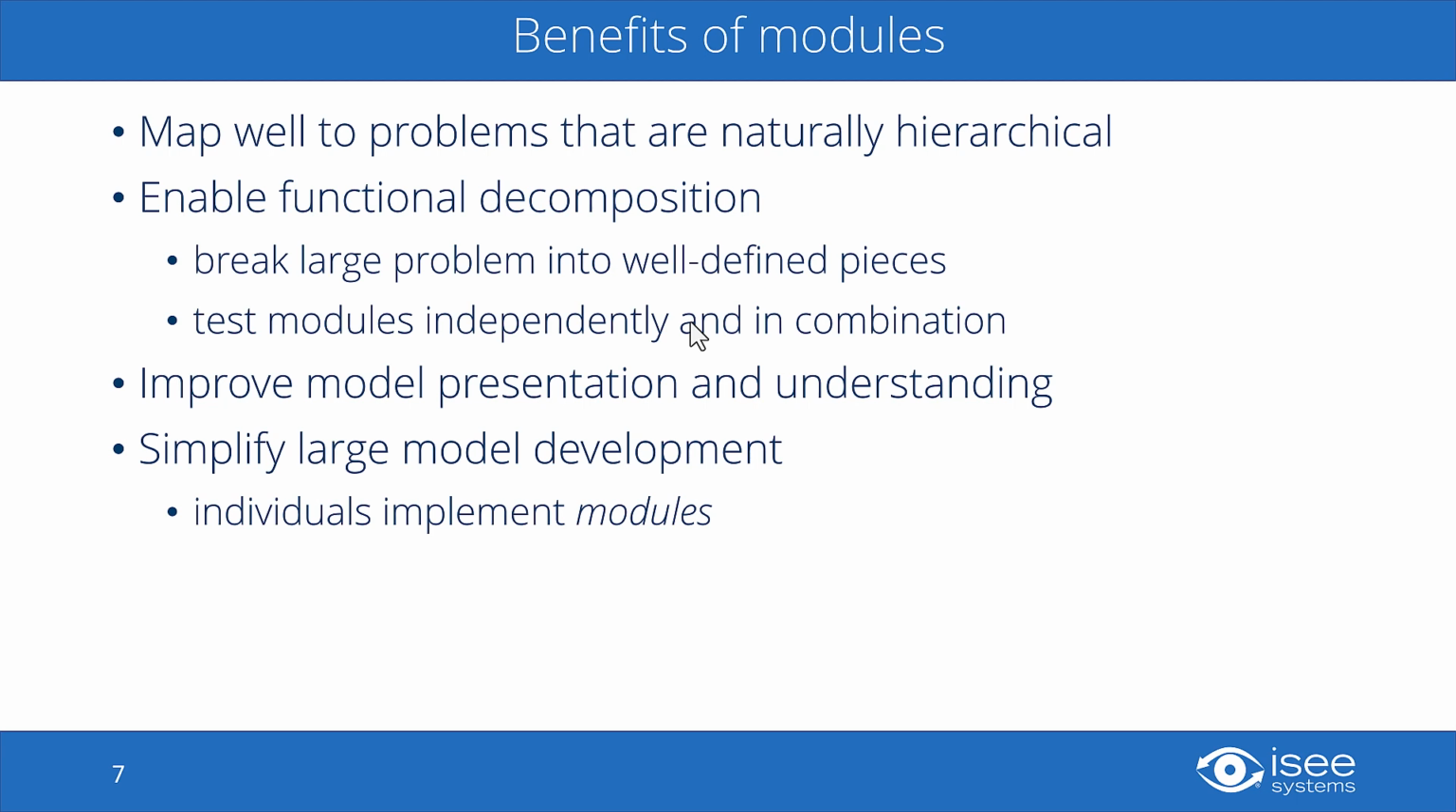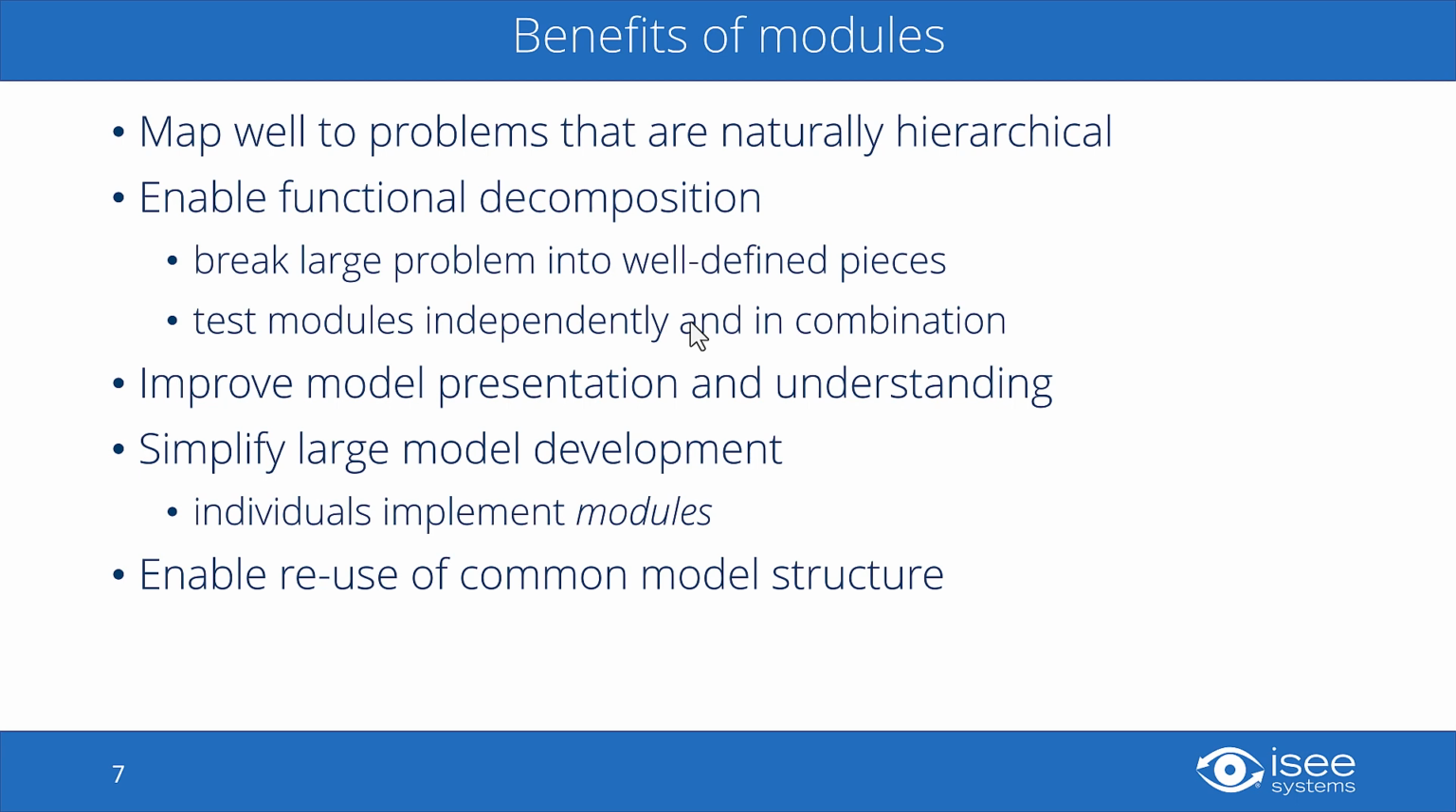And as I said before, you can have multiple people work on different parts of your model, and they can just implement this module and that module, someone else this module and that module, then you can tie them all together when you have a large model. They can also enable the reuse of common model structure pretty easily, which we'll show. And if a lot of people are working on different modules and they're in different files, which is an option, then your version control becomes easier.